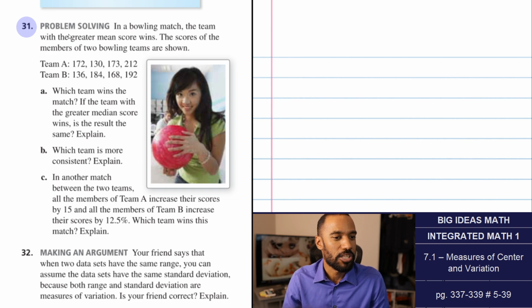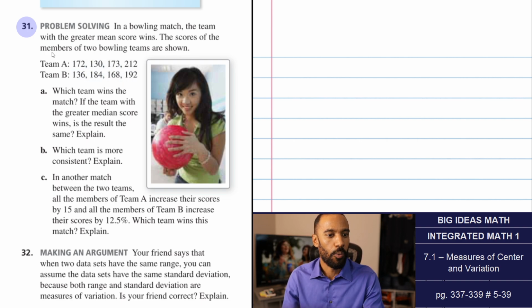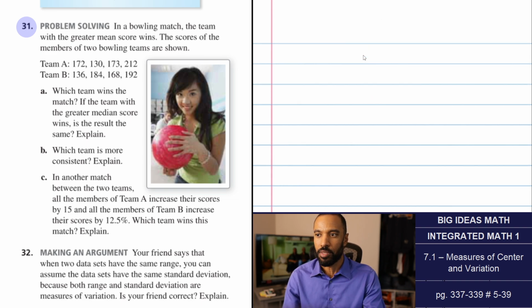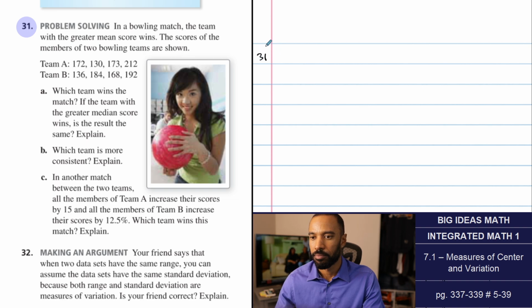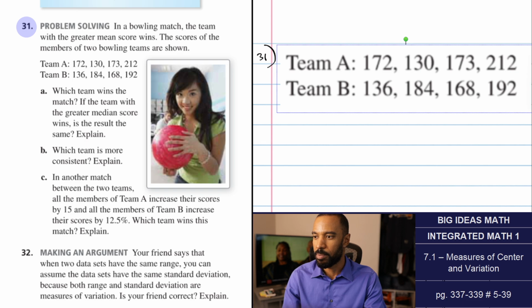Okay, in a bowling match, the team with the greater mean score wins. The scores of the members of two bowling teams are shown. Which team wins the match if the team with the greater median score wins? Is the result the same? Explain. Okay, I copied it. I'm going to paste that. All right, team A, team B.